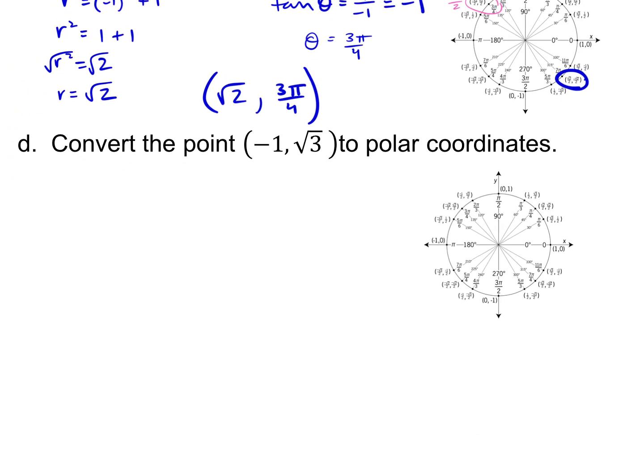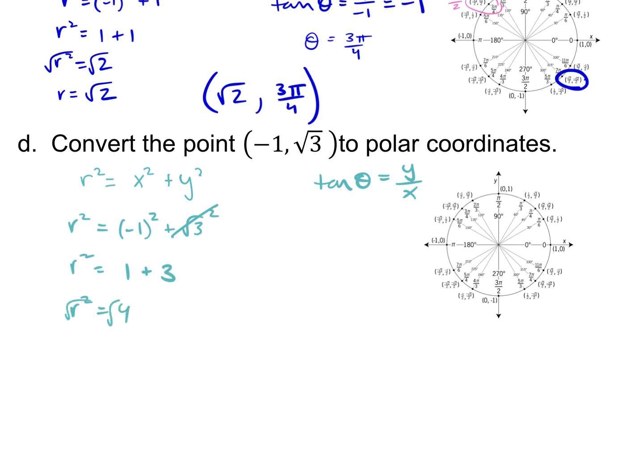All right, so we're going to convert the point to polar. Same thing. So r squared equals x squared plus y squared, and tangent of theta equals y over x. So r squared equals -1 squared plus square root 3 squared. R squared equals 1 plus, what is square root 3 squared? 3. Perfect. The square root and the squared cancel, so we just get 3. So r squared equals 4. Take the square root. What does r equal? 2. Awesome.